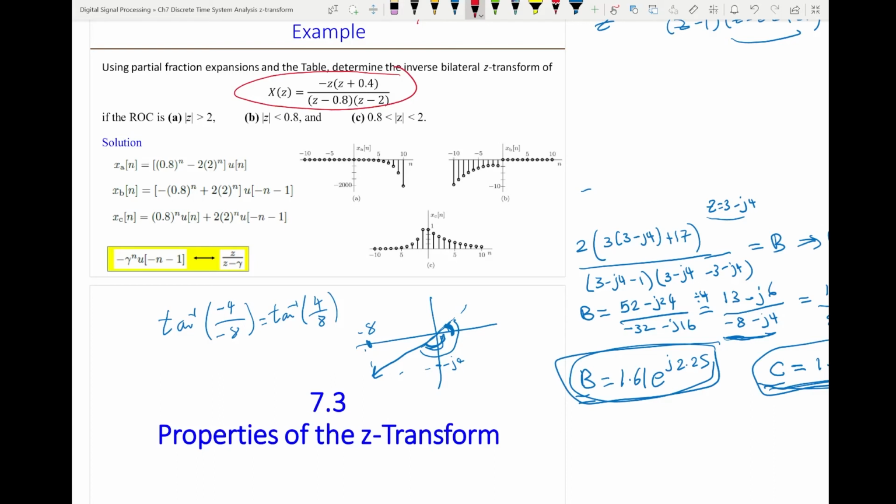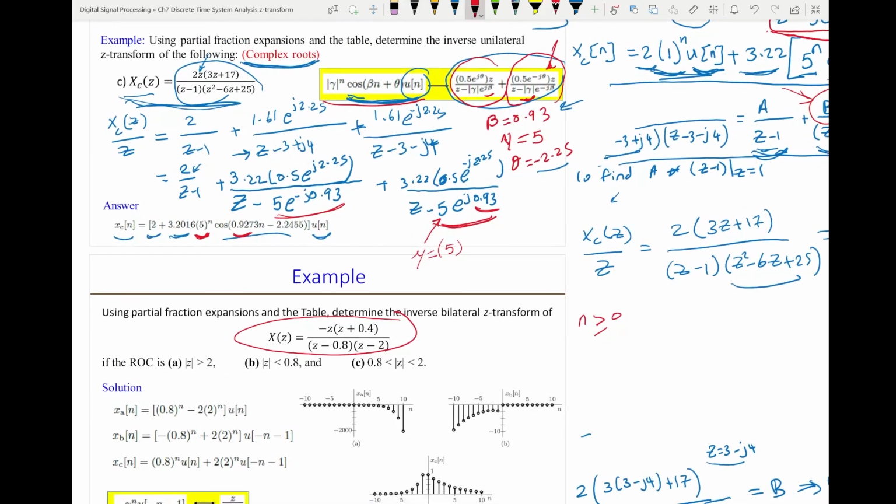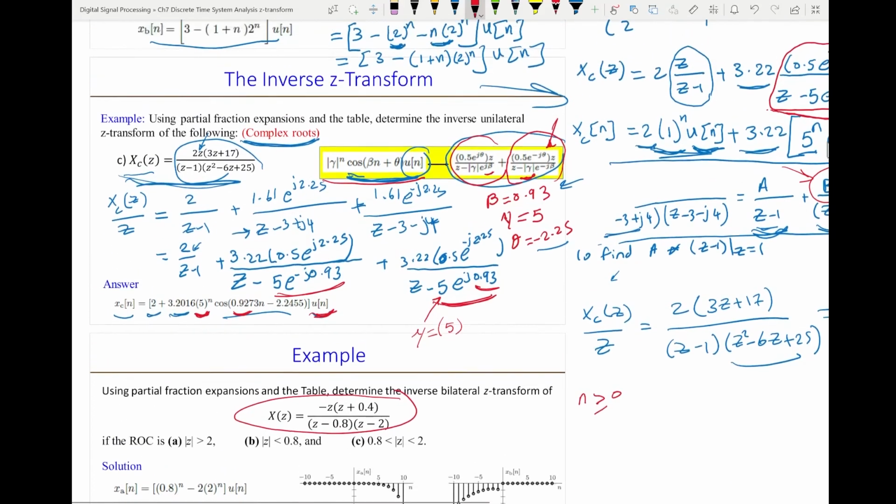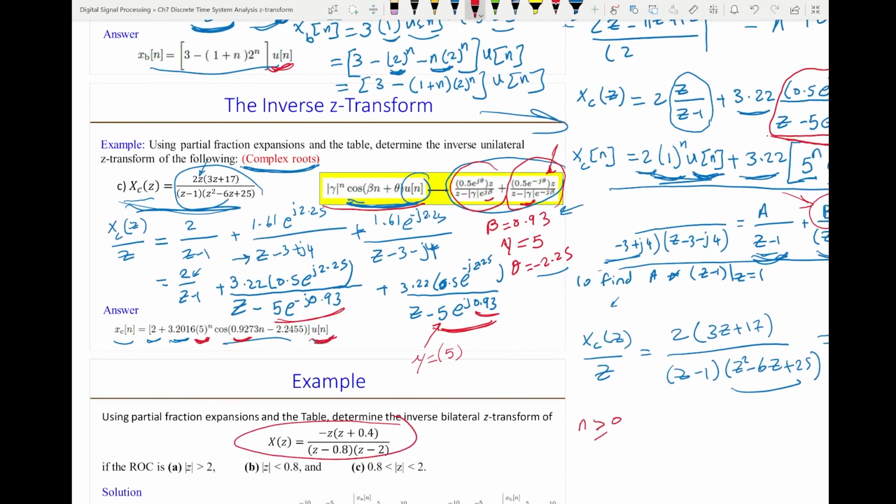That means it exists for positive n and it exists for negative n. Then how do we handle it? In the previous examples, we assumed it's all unilateral. That means the signal exists for n equal or larger than 0. And that's why in every answer we have u of n to indicate that it is unilateral. It exists for positive n. And the same here in this answer.